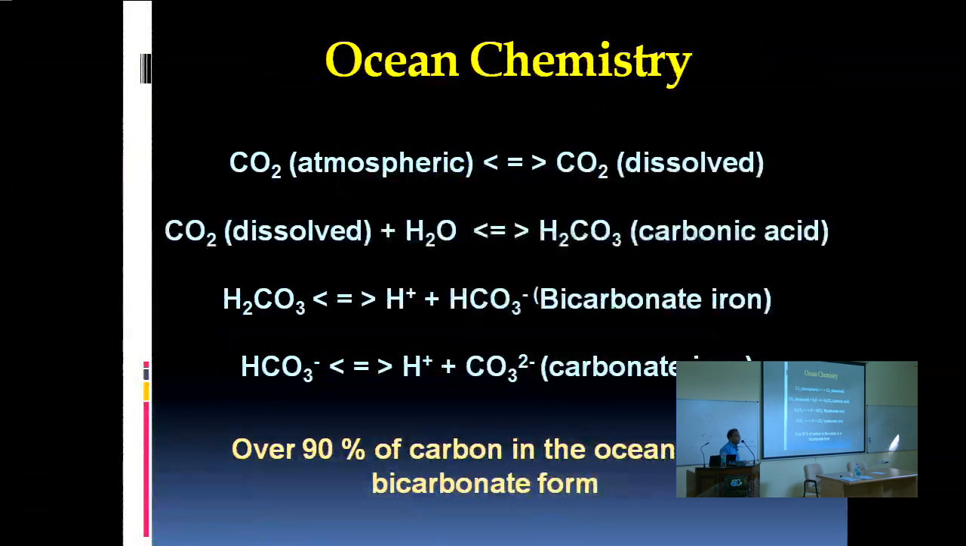So this is the ocean chemistry. As CO2 increases, let's look at this. CO2 first gets dissolved, and then it forms carbonic acid, and then one hydrogen group can be dissociated. So it produces bicarbonate ion, and then carbonate ion. These are all equilibrium reactions. Overall, for the current pH, most of the inorganic carbon in the ocean is in the bicarbonate form. 90% of the carbon is in bicarbonate.